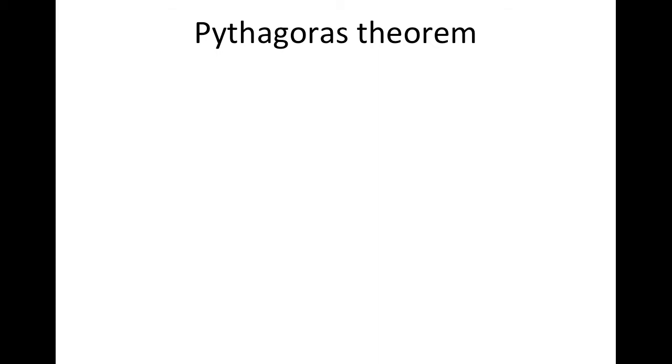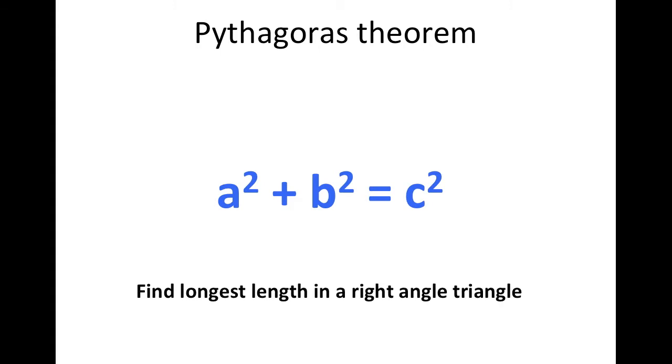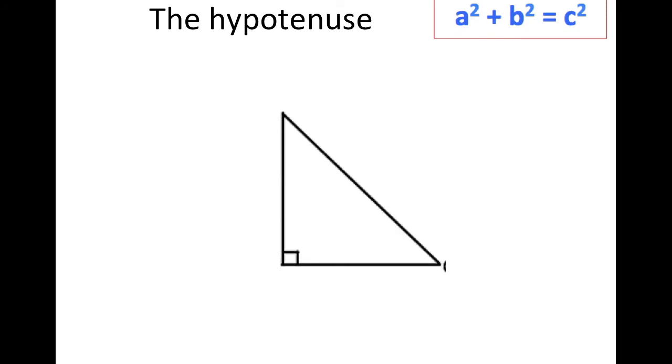Hello guys, today we're going to look at Pythagoras theorem. The theorem is a squared plus b squared goes to make c squared. This helps to find the longest length in a right angle triangle. Now, in the right angle triangle, we name the longer side as the hypotenuse. Okay? And this formula helps us to find the hypotenuse. So pretty much the c squared is actually the hypotenuse squared.